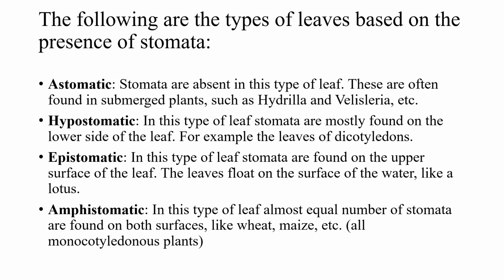The most common example of it is Hydrilla and Vallisneria. They lack stomata, so they are astomatic. Then hypostomatic, where the stomata are present only on the lower side of leaves, generally in dicot leaves. This type of leaves is found in dicots.